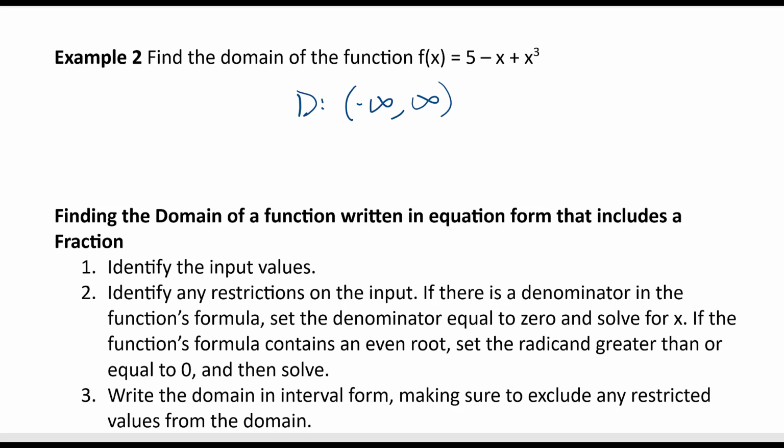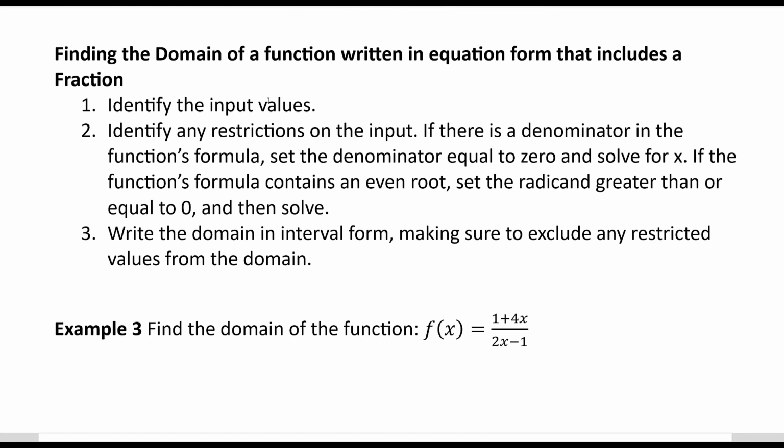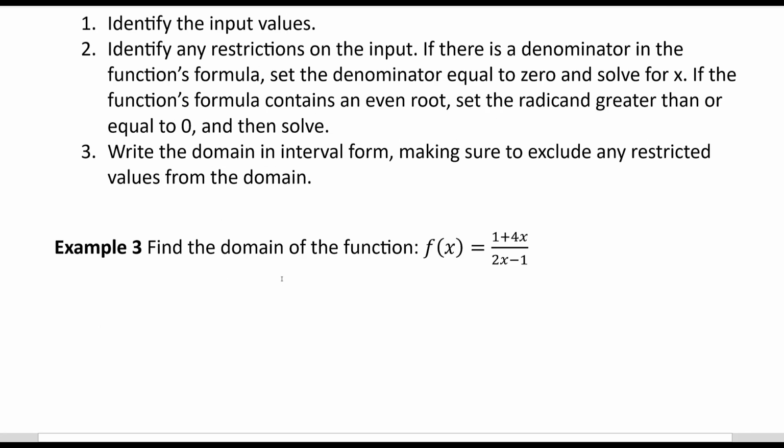Okay, find the domain of a function written in equation form that includes a fraction, which is what we're going to do next. Identify the input values, identify any restrictions on the input, so like what makes the denominator 0. So if there's a denominator in the function's formula, set the denominator equal to 0 and solve for x. If the function's formula contains an even root, set the radicand greater than or equal to 0 and solve, so like the square root, fourth root, or whatever, you can't do that for a negative, so you take the part under the radical, then you want to be greater than or equal to 0, because it can be 0 for a radical unless it's in the denominator. Write the domain in interval form, making sure to exclude any restricted values from the domain.